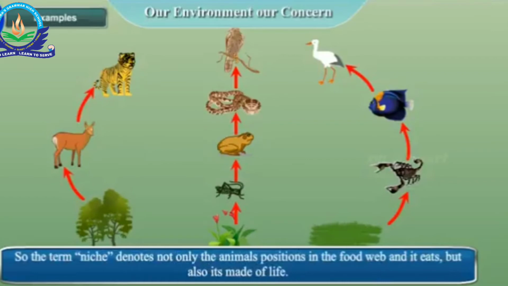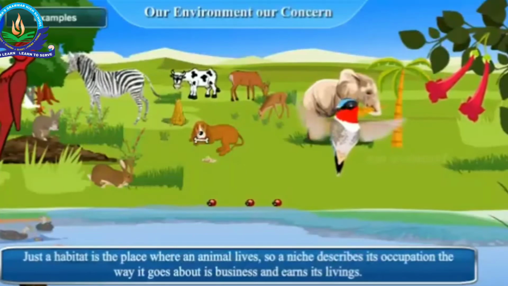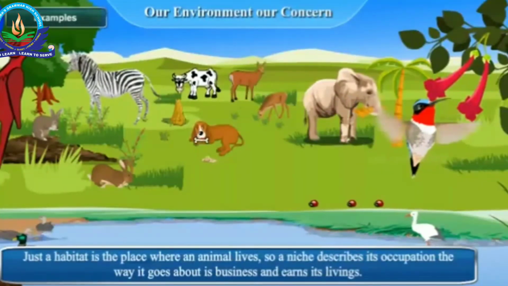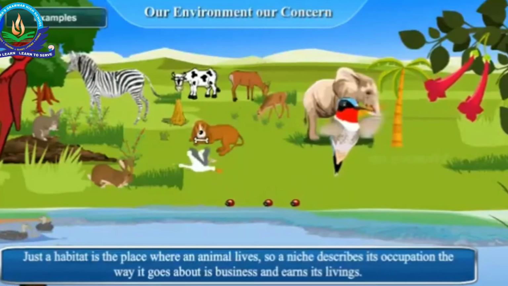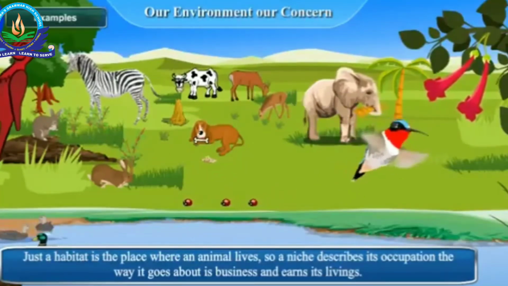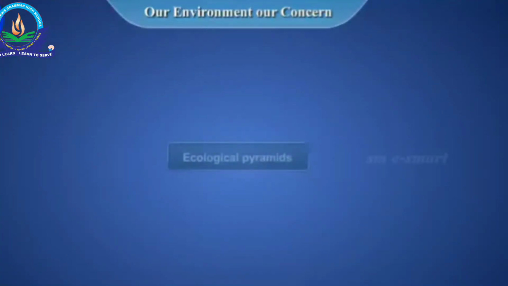So, the term niche denotes not only the animal's position in the food web and what it eats, but also its mode of life. Just as a habitat is the place where an animal lives, a niche describes its occupation, the way it goes about its business and earns its living. Ecological pyramids.